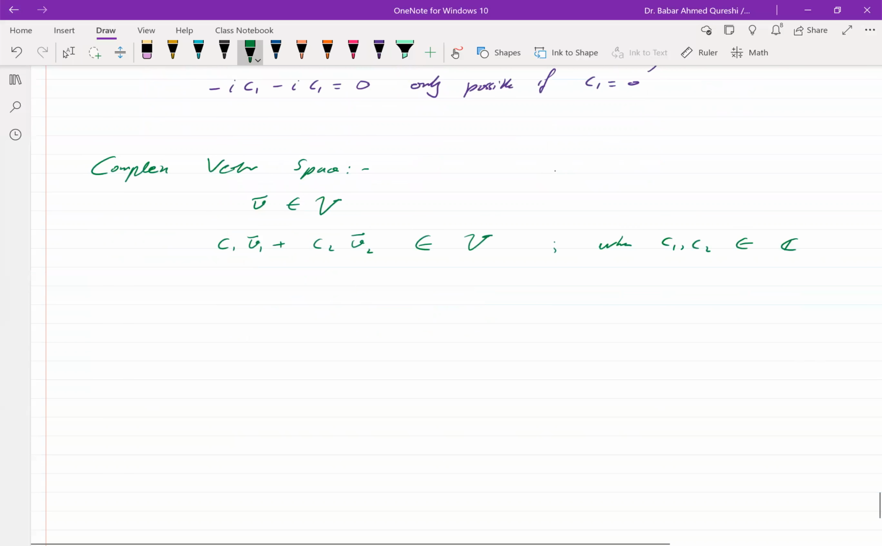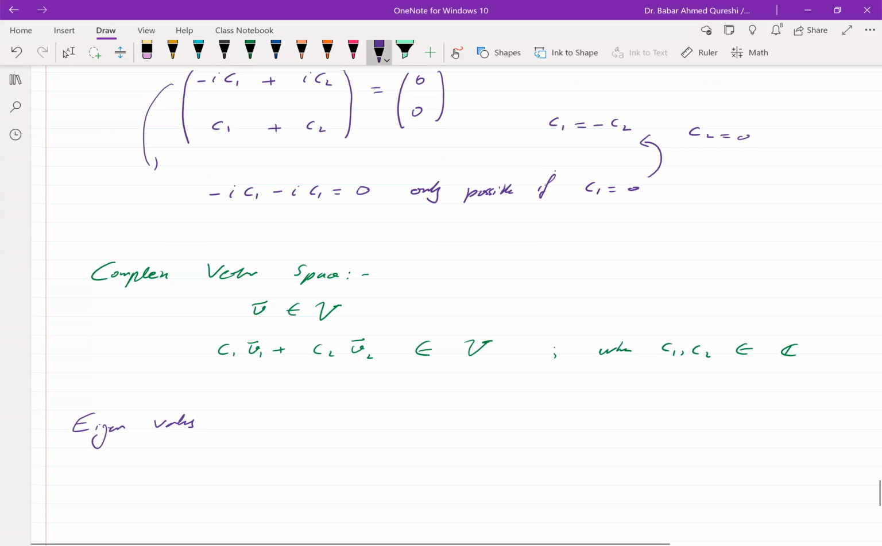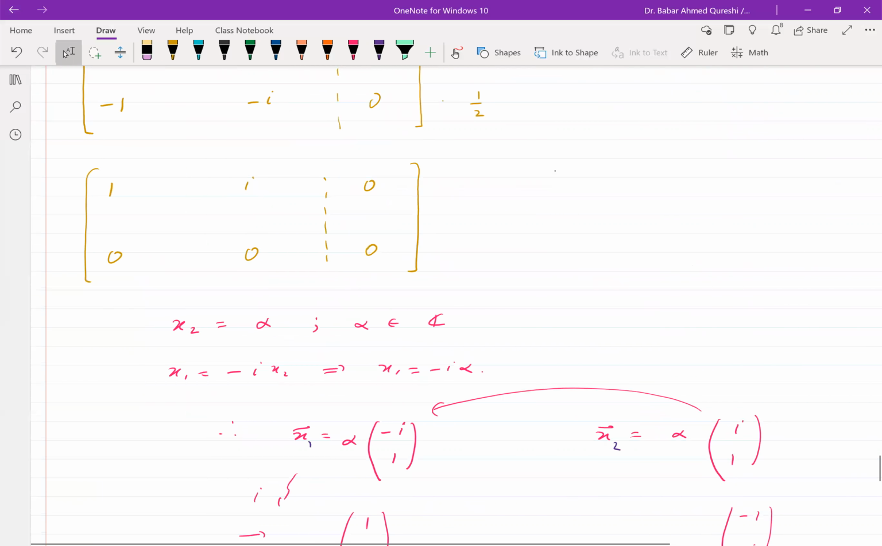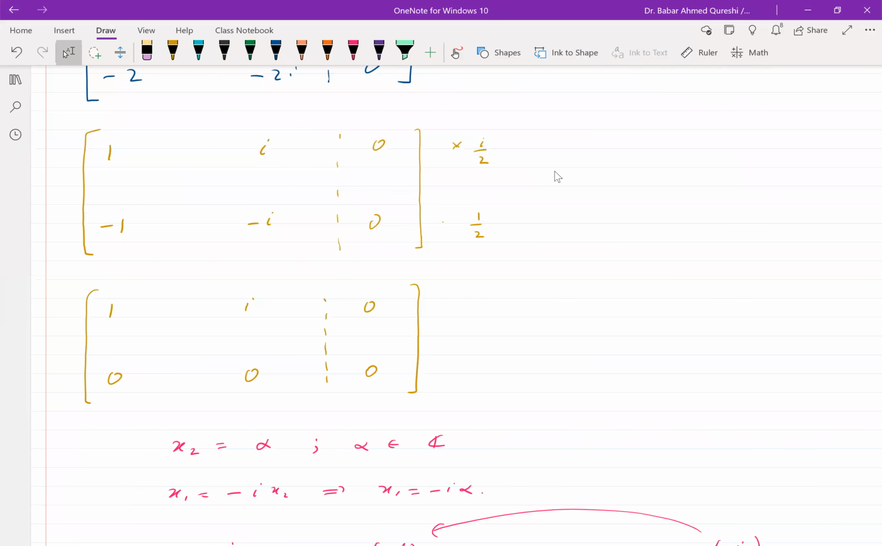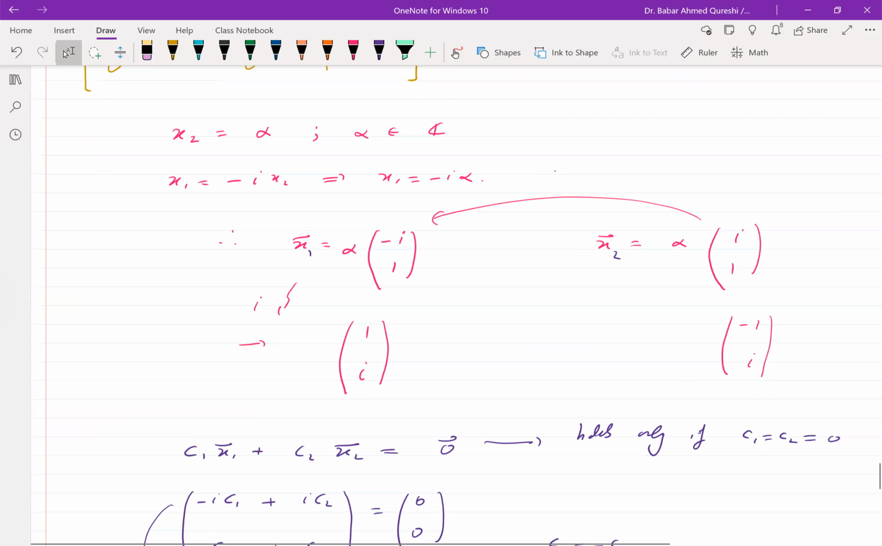Now, one thing you might have noticed about the eigenvalues. What were the eigenvalues? 1 plus 2 iota and 1 minus 2 iota.